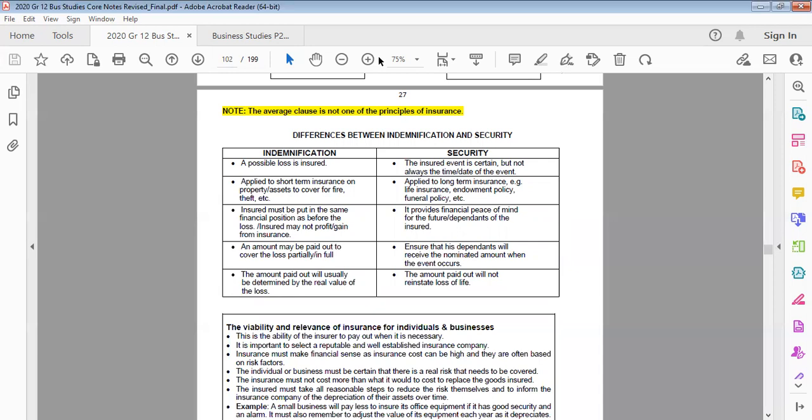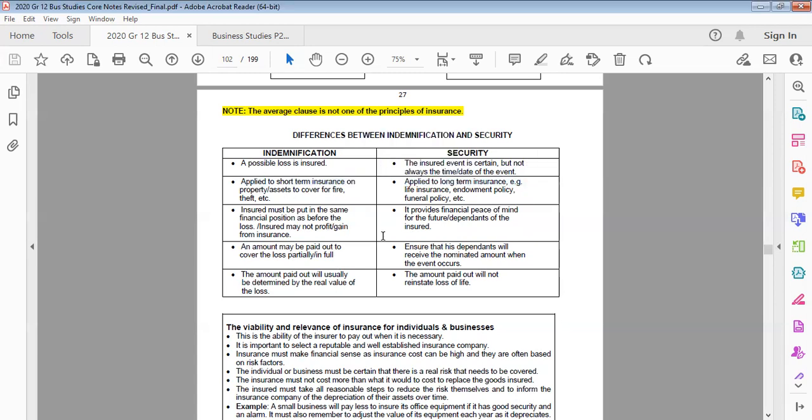Okay. Differences between indemnification and security. With indemnification, a possible loss is insured, but with security, it is basically a certain event. So that's why I said earlier, indemnification is linked to the possible loss, to the insurance part of the principles of insurance. And then security is based on the assurance part. So if someone takes out an assurance, then they will talk about security. Yeah, they talk about long term, and they talk about short term.